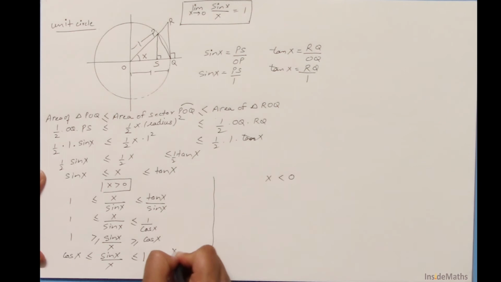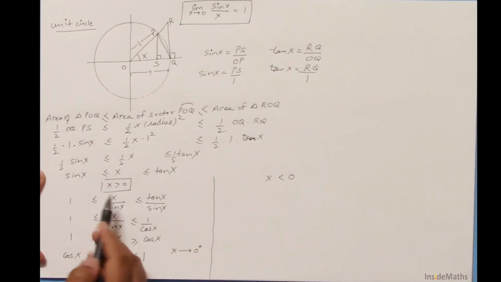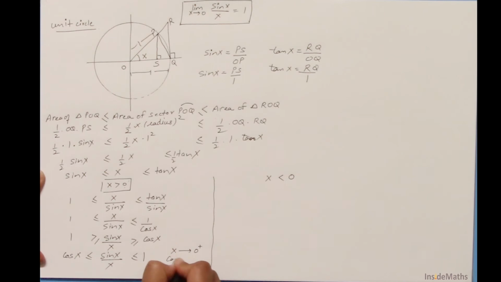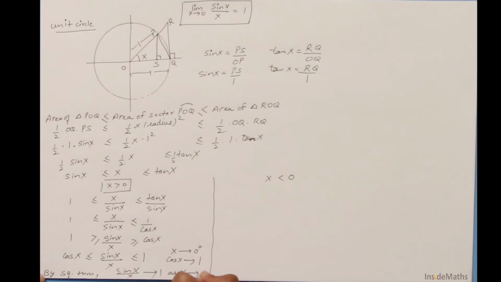Now, as x approaches 0 from the positive side, cos x also approaches 1. The value of both these outer functions approaches 1 as x approaches 0. So by squeeze theorem, sine x over x is also approaching 1 as x is approaching 0 from the positive side.